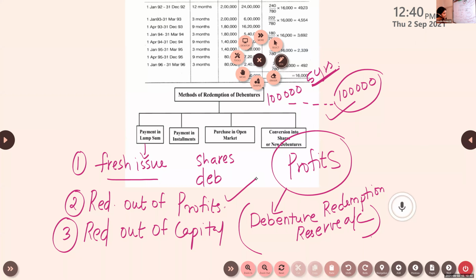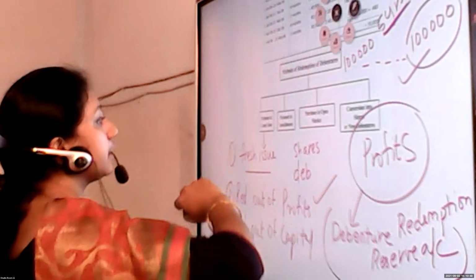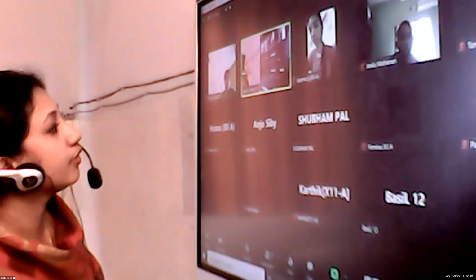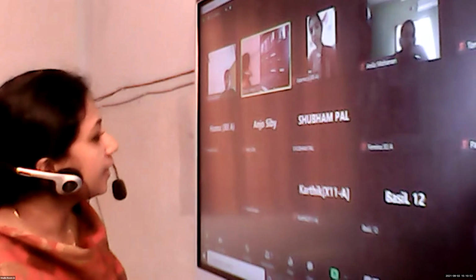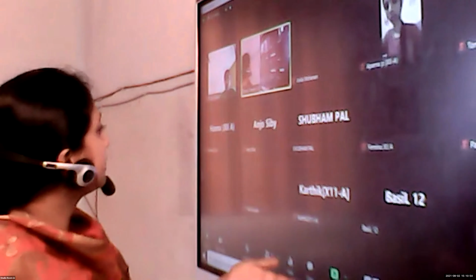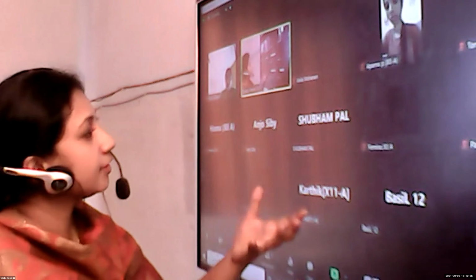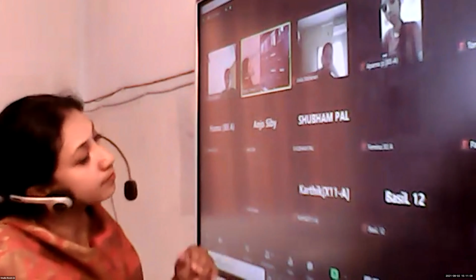So we are discussing methods of redemption of debentures. We stopped with redemption out of capital. That means they will sell some of their assets. Capital means it is with the capital that we buy the assets. So by selling the assets, or by making use of the capital, they will pay off the debenture holders.